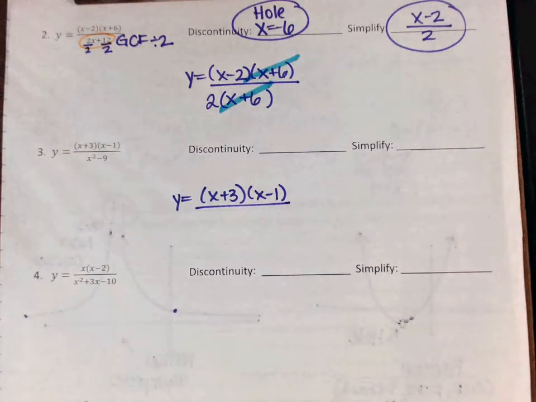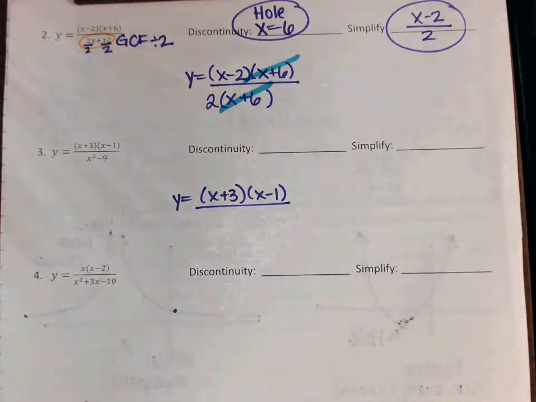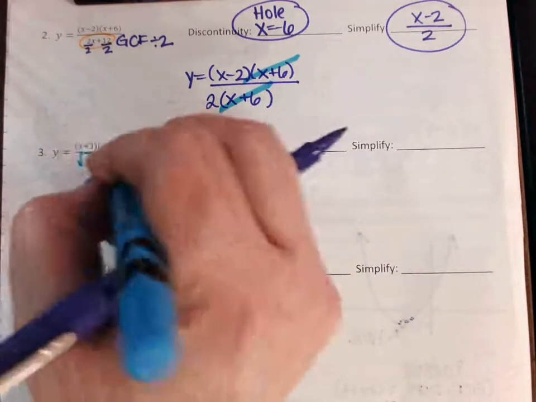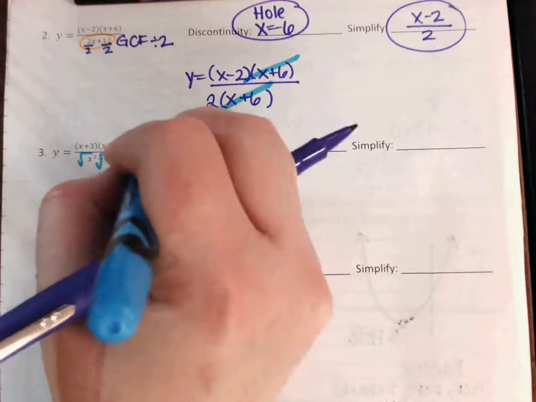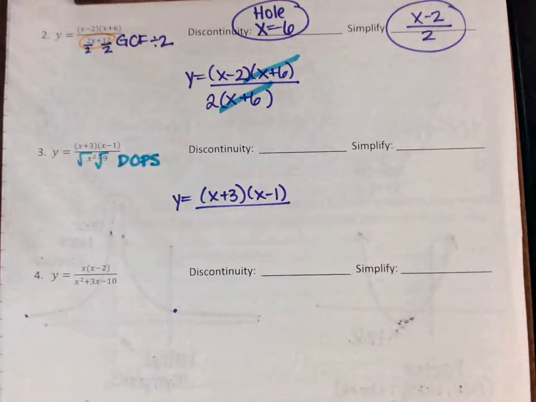Okay, look at the bottom. We already did a t-chart. We already did a GCF. The last example is the square root one. So I'm going to square root both of these guys, and I'm going to do difference of perfect squares. Difference of perfect squares. What's the square root of x squared?